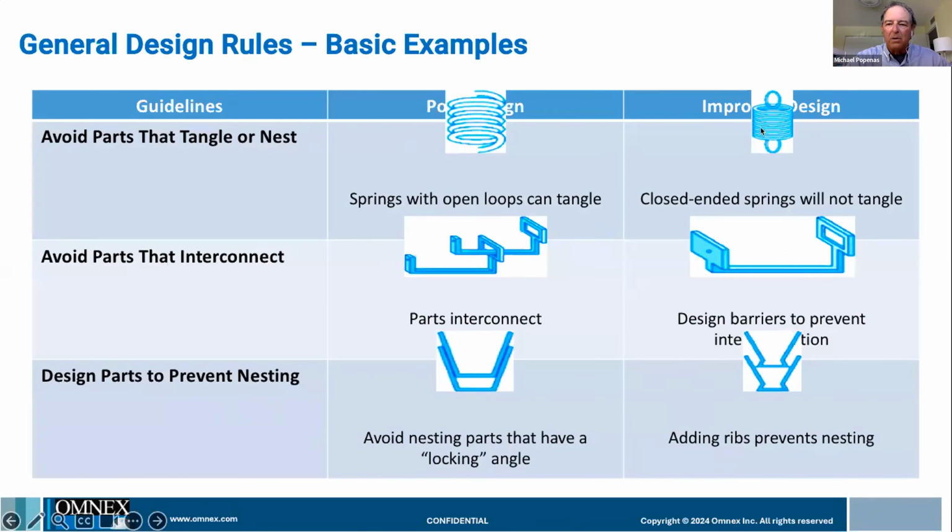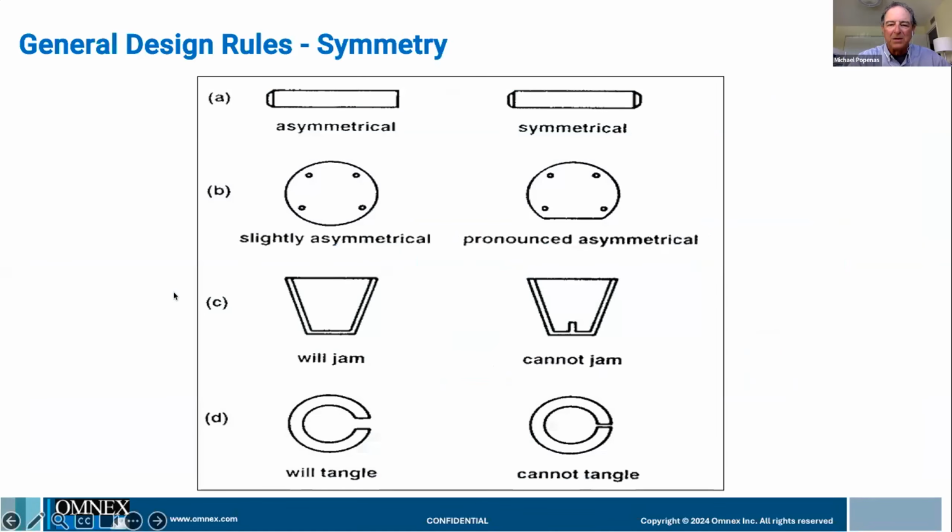Parts that don't tangle. All right, here's an improved design from an open spring with open ends. Parts that don't get interconnected. Is there something we can do to avoid this kind of situation? Just examples. Parts that nest or interconnect. Can we do something to avoid some of that? These are all in design and design specification.